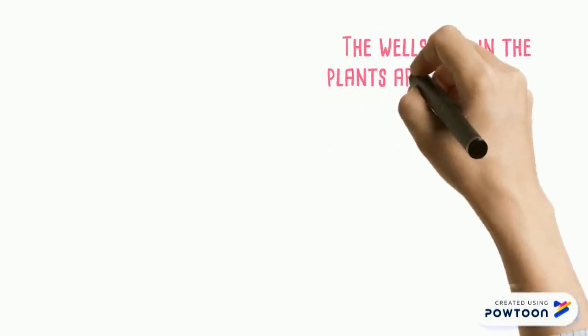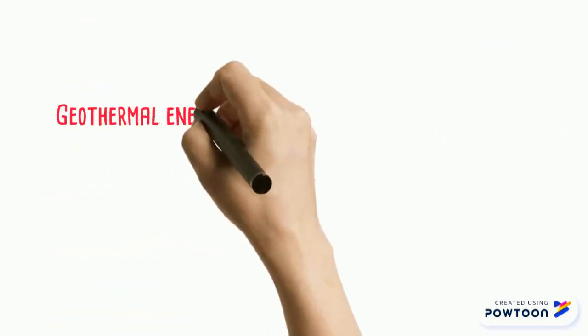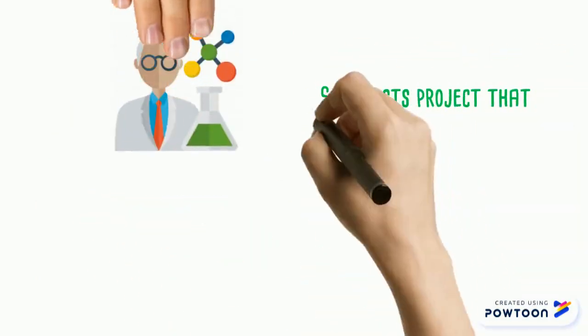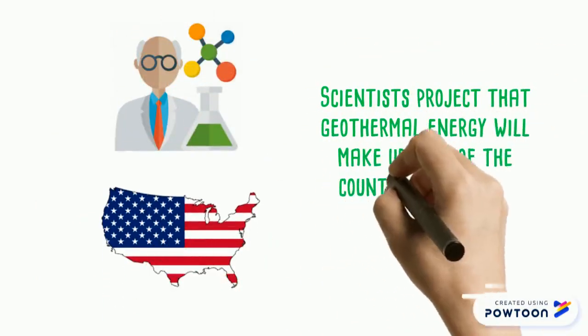The wells used in the plants are drilled about a mile into the ground. Geothermal energy accounts for 25% of Europe's electricity production. Scientists project that geothermal energy will make up 10% of the country's energy by the year 2050.